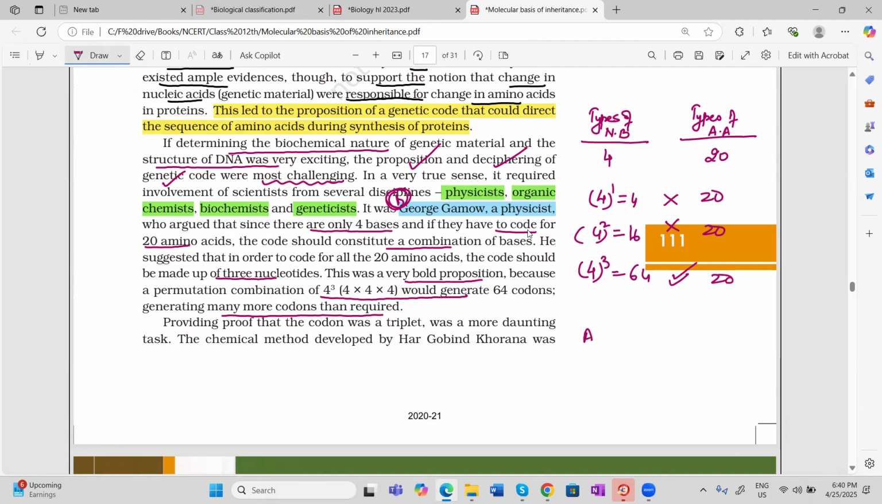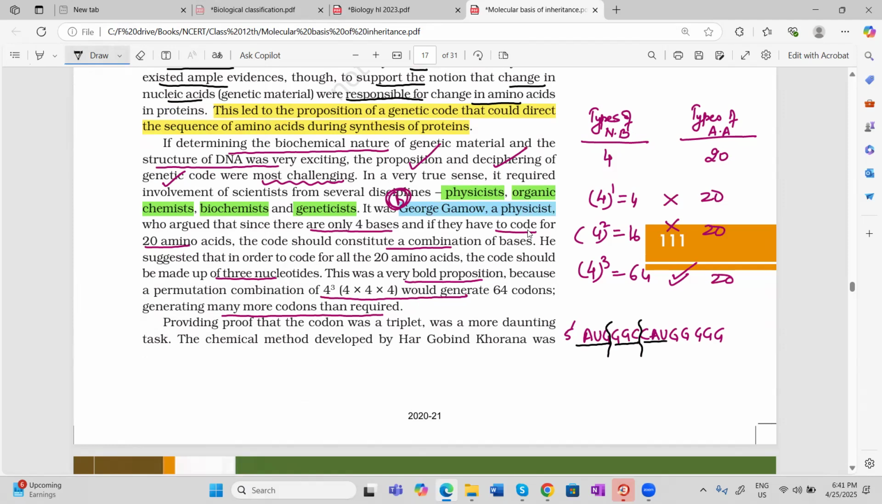So suppose I give you this question, this is a messenger RNA, starting from 5' AUG, and I'm continuously writing the sequence this way. Then how to know it? You should know that a set of 3 is one set. A set of 3 is actually one codon, and one codon codes for one amino acid. That is why we say codons are triplet, meaning a set of 3 nitrogenous bases is one codon, and one codon means one amino acid.